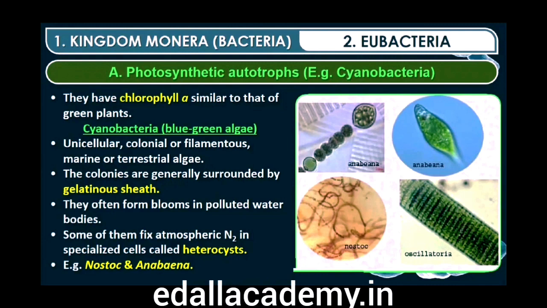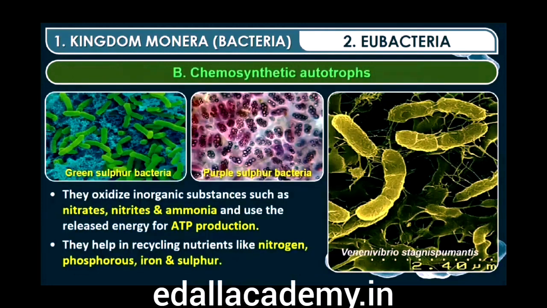Some of these organisms can fix atmospheric nitrogen in specialized cells called heterocysts, for example, Nostoc and Anabaena. Chemosynthetic autotrophic bacteria oxidize various inorganic substances such as nitrates, nitrites and ammonia and use the released energy for their ATP production. They play a great role in recycling nutrients like nitrogen, phosphorus, iron and sulfur.